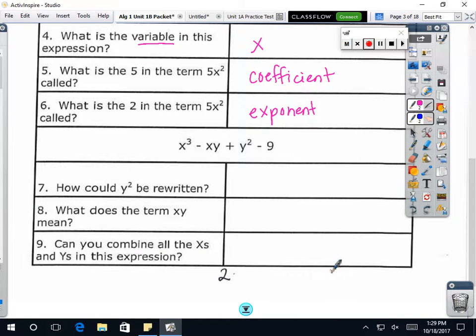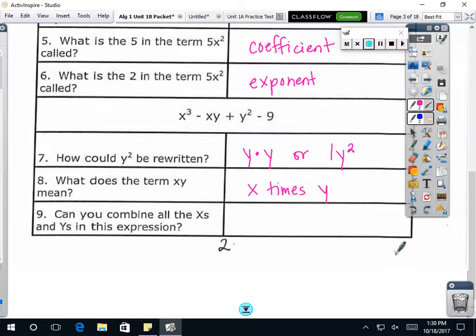How could y squared be rewritten? If it was y cubed, that's totally different. Y times y, because y squared means there are two y's there. You can't combine those, and we'll talk about y in a minute. Now, what's another way that you may see y squared written? Isn't 1y squared the exact same thing? The 1 is understood. You don't really have to write it, but it still means the same thing as y squared. What does the term xy mean? X times y. Since they're touching and there's no operation written between them, it's multiplication, so x times y.